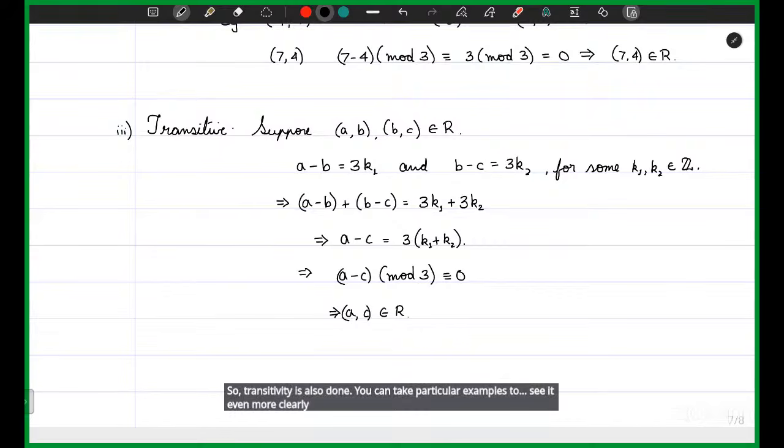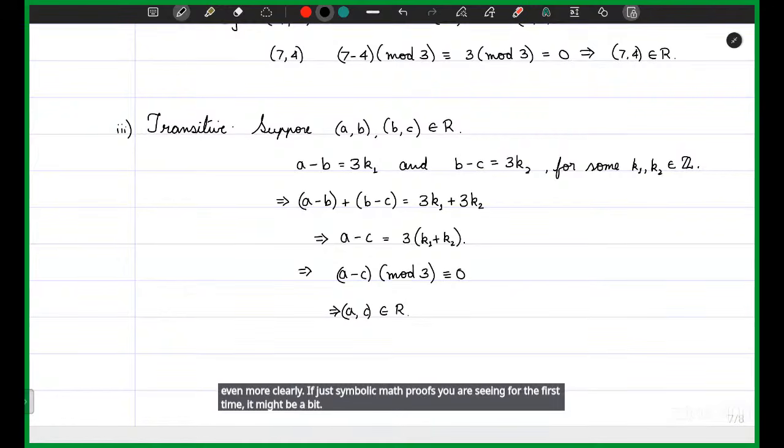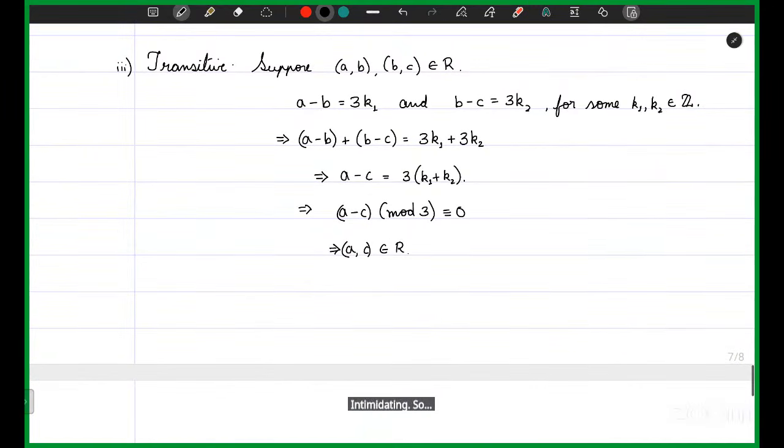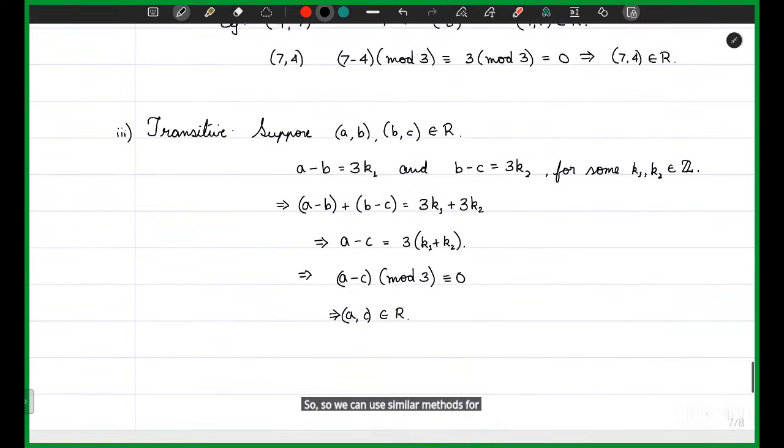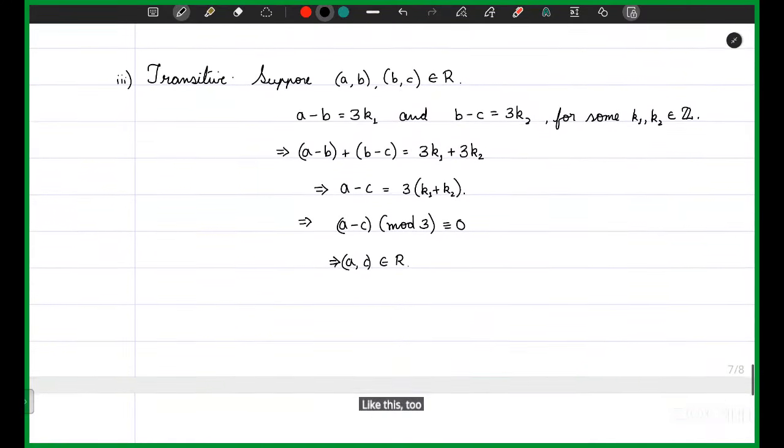If you're seeing symbolic math proofs for the first time, it might be a bit intimidating. So yeah, you can take whatever pairs and I'll leave you to it. Sir, can we use similar methods for questions like this too?